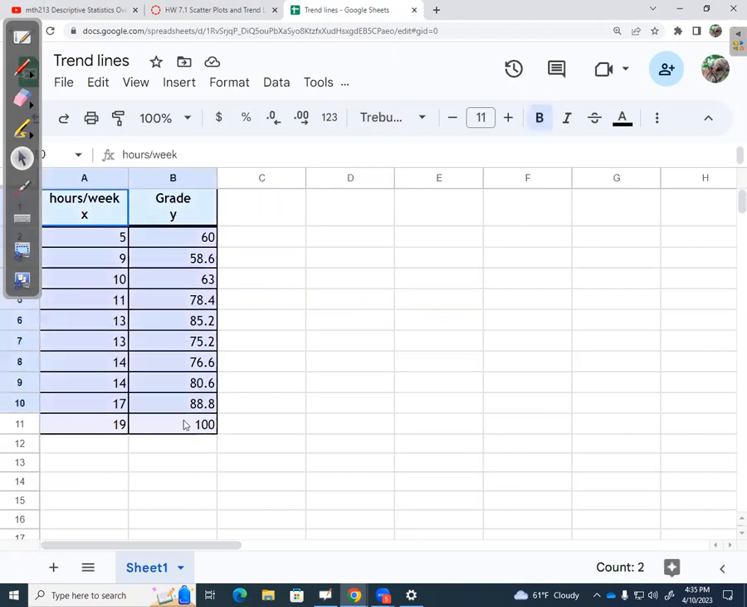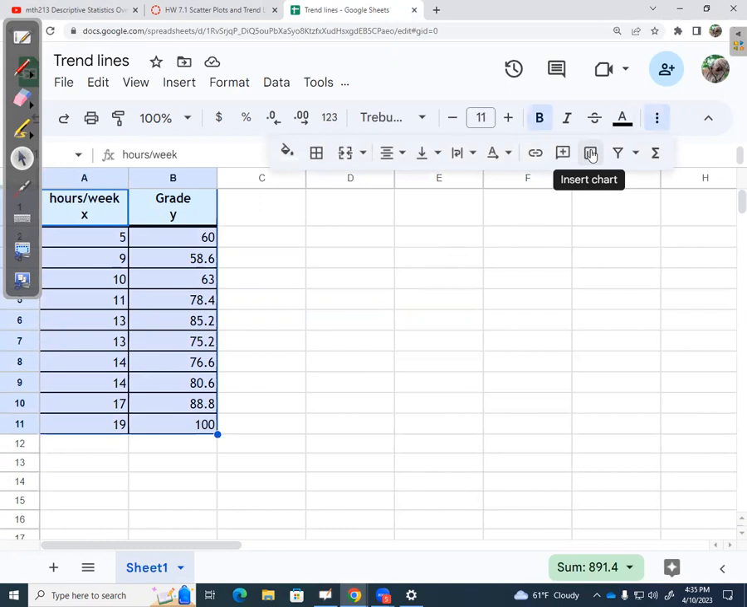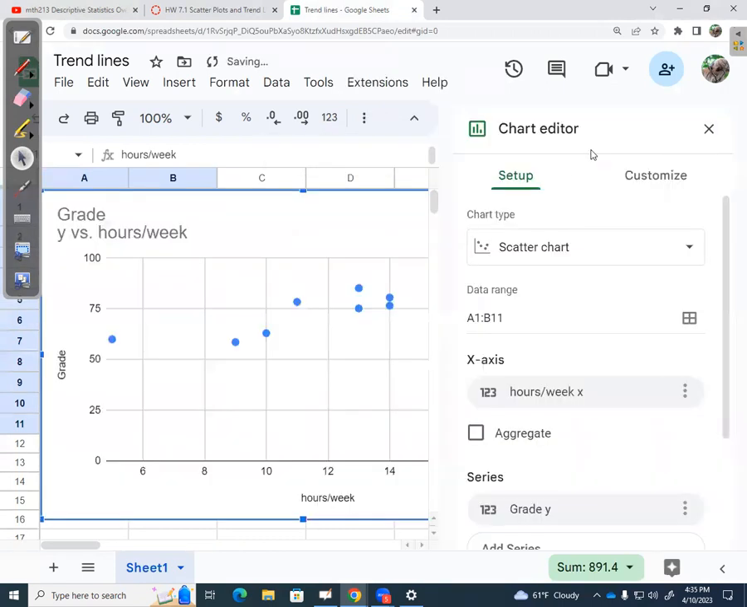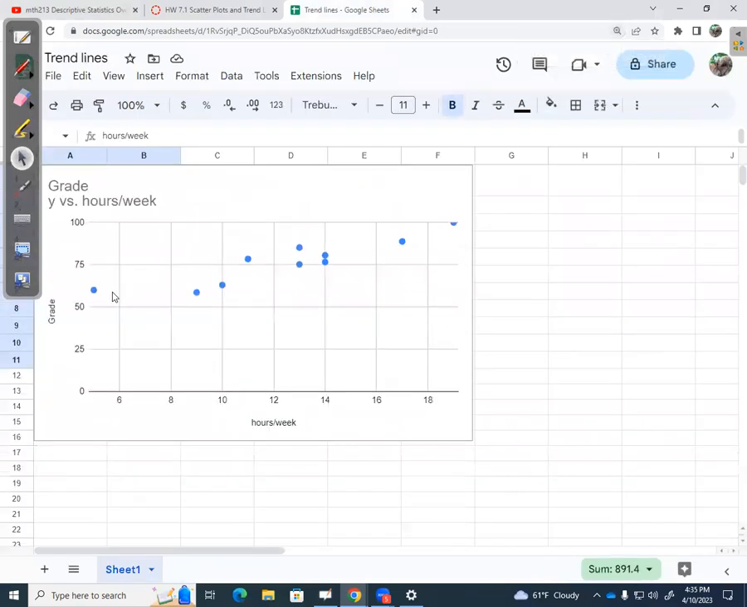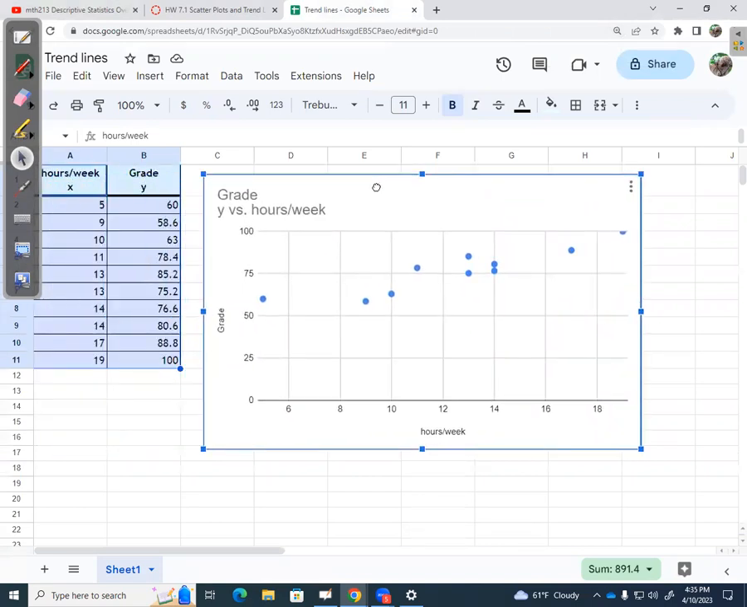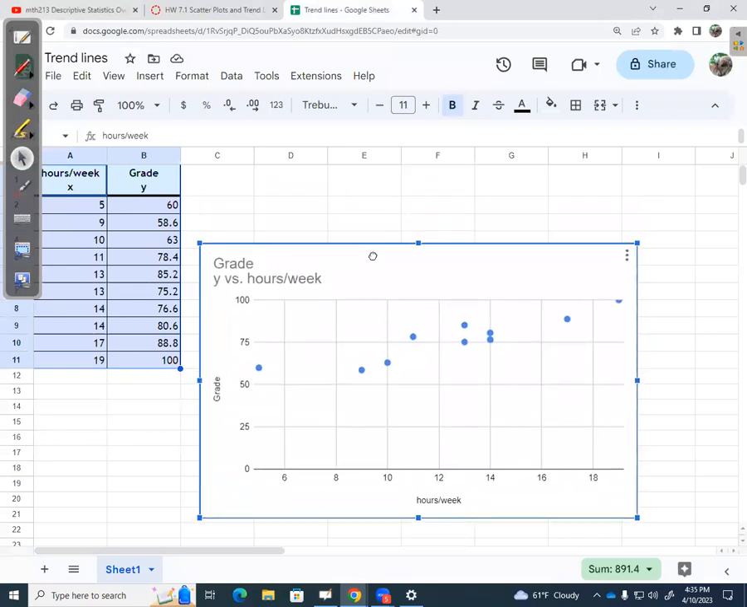So with the data highlighted, I want to then insert a chart. And sometimes the computer will guess that I want a scatter plot, and it guessed right. And I'm not going to worry about customizing it for the moment. So there is a slight uphill trend to this data. So I think it's worth finding a line for, especially because the problem said find a line.